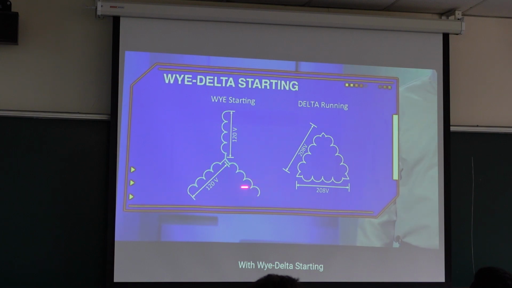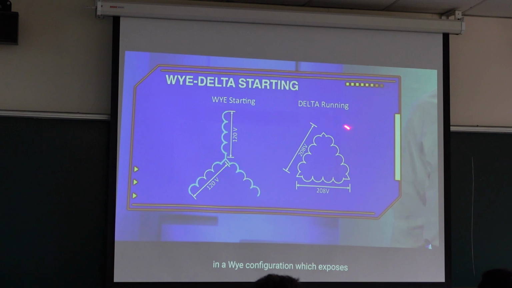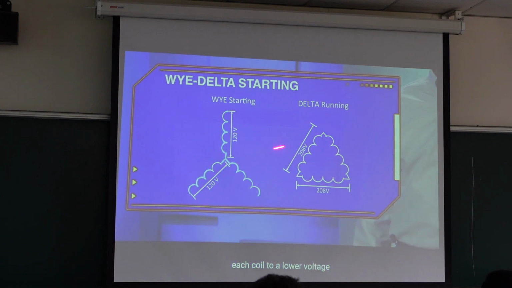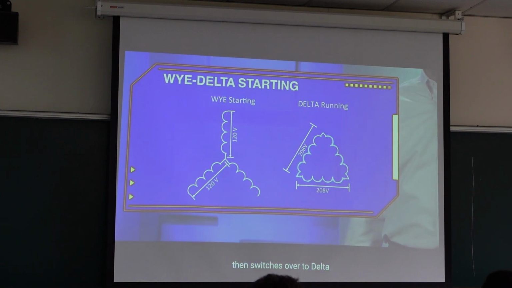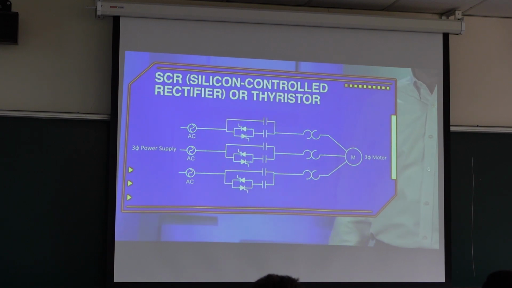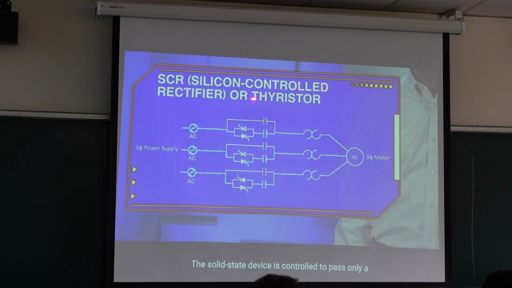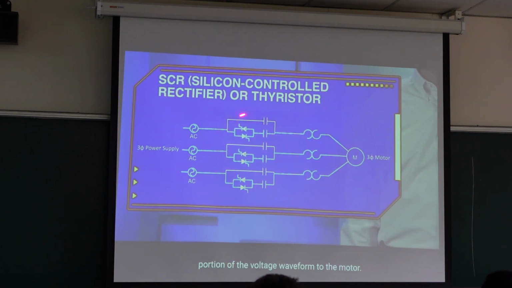And we also use Y delta starting. We connect the motor to start in a Y, which exposes each coil to steady low voltage, and then move to delta. The motor switches over to delta while in the running state. So we call this Y delta starting. And then we use SCR, thyristor, silicon controlled rectifier, to control the motor.